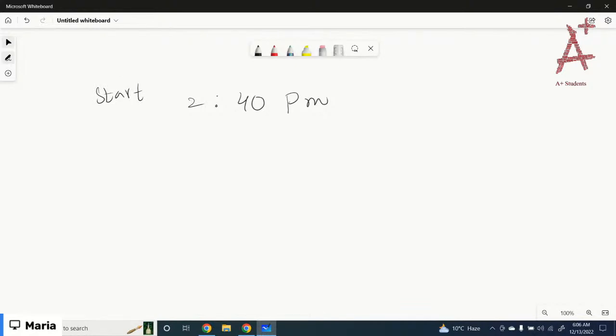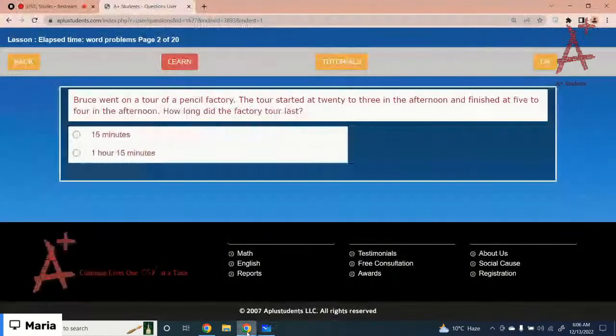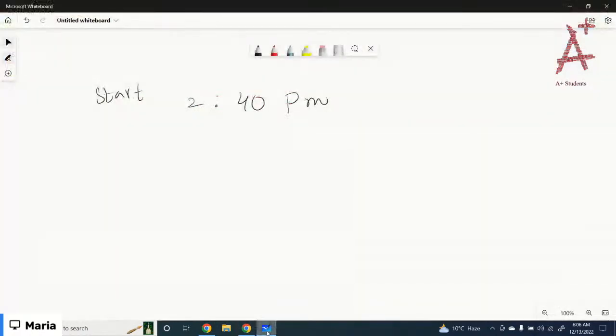Got it? And the end time is finished at 5 to 4. That means 5 to 4 means you have 5 minutes left to 4. So it would be 3:55. Got it? You have to find the total time. So subtract the start time out of the end one. So subtract 2:40 out of 3:55.